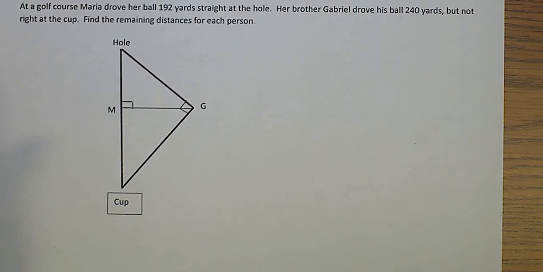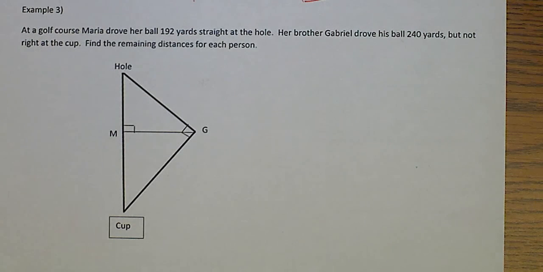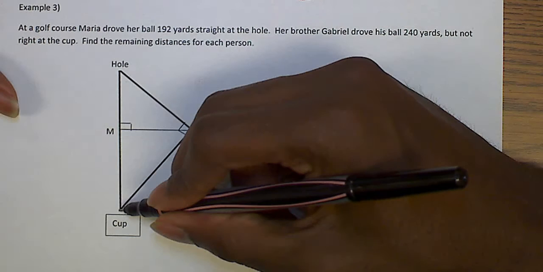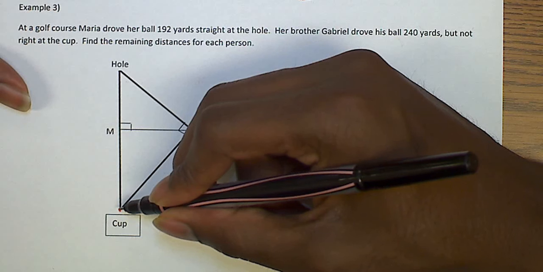Okay. It says at a golf course, Maria drove her ball 192 yards straight at the hole. Her brother Gabriel drove his ball 240 yards, but not right at the cup. Find the remaining distances for each person. So here's the cup. This is where they started.